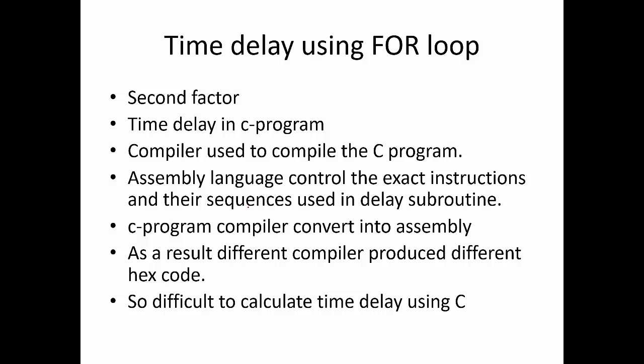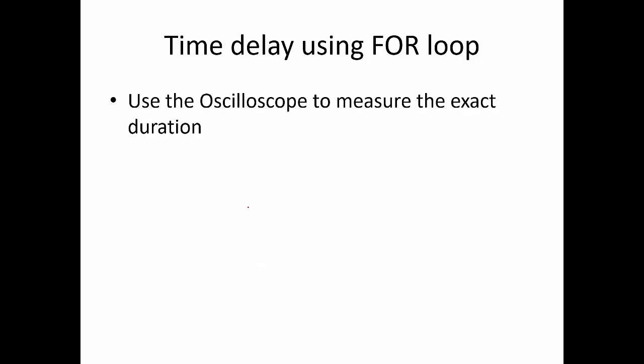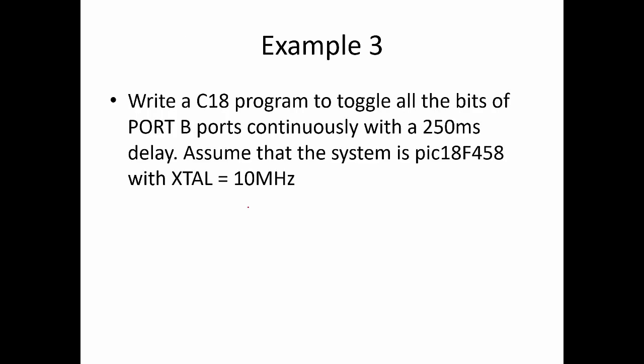The second factor is the time delay in the C program. The compiler is used to compile the C program, whatever the user is giving, and it converts it into assembly language instructions that run according to the sequences used in a delay subroutine. As a result, different compilers produce different hex code. So it is very difficult to calculate time delay using C, so we use the oscilloscope to measure the exact duration.